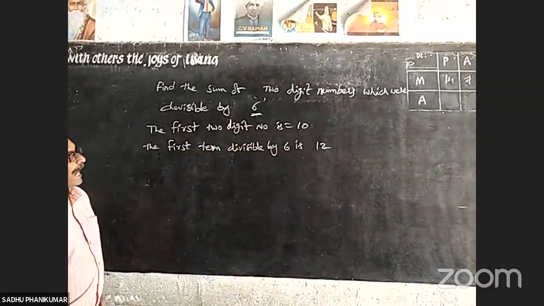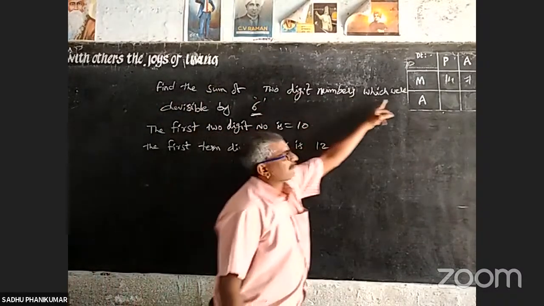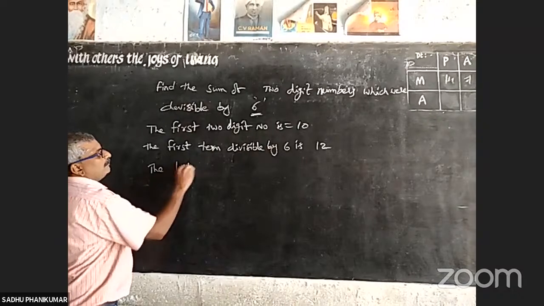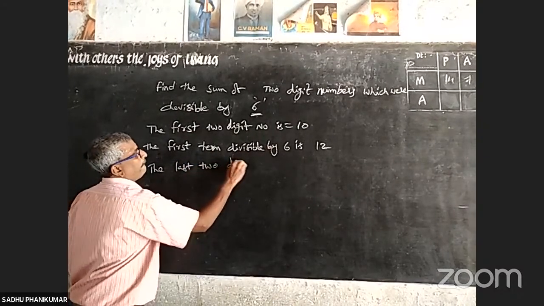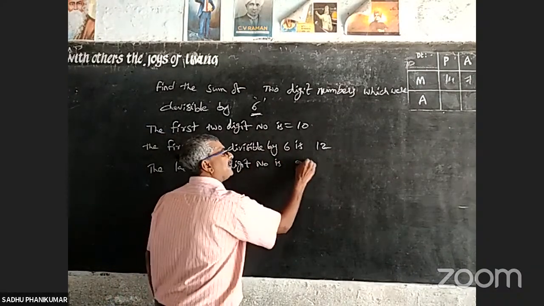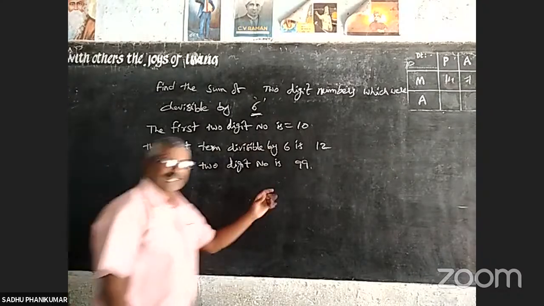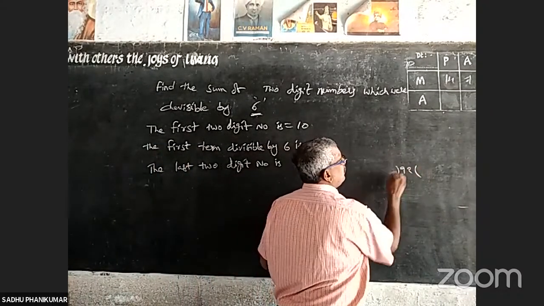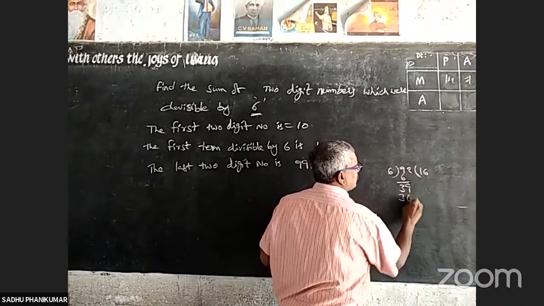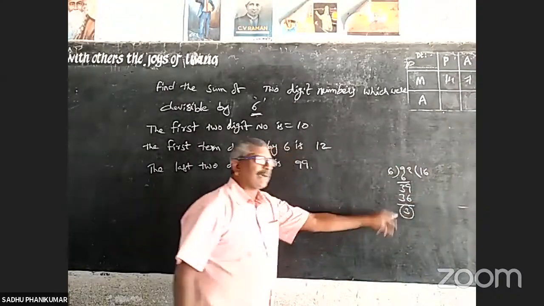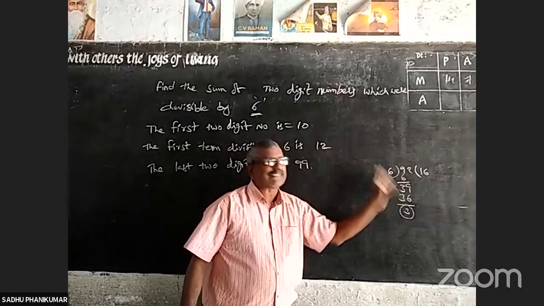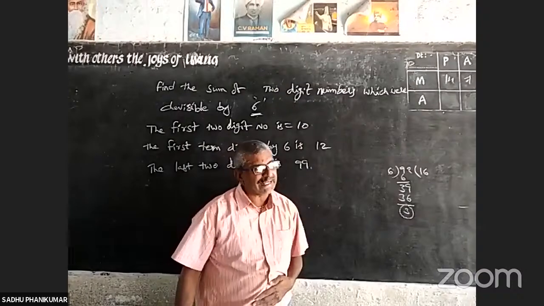No problem. Now the last two-digit number is 99. Check whether 99 is divisible by 6. 6 6s are 36, so what is the remainder? 3 is the remainder. That means 3 less than this 99 is divisible by 6.